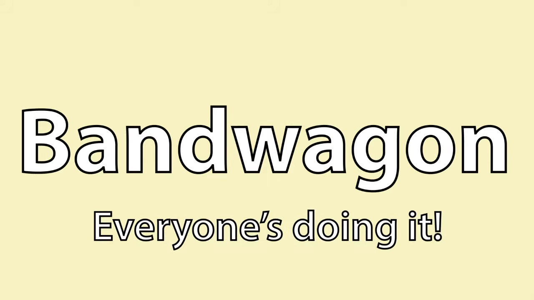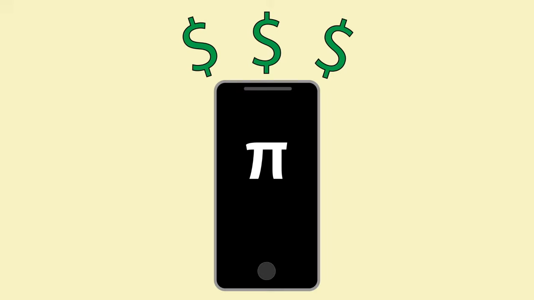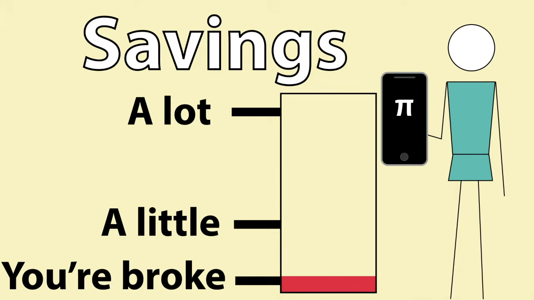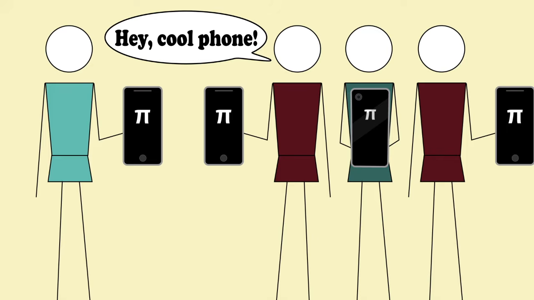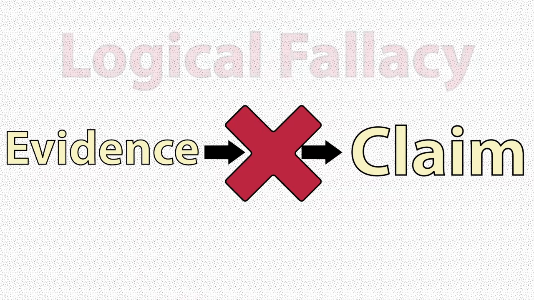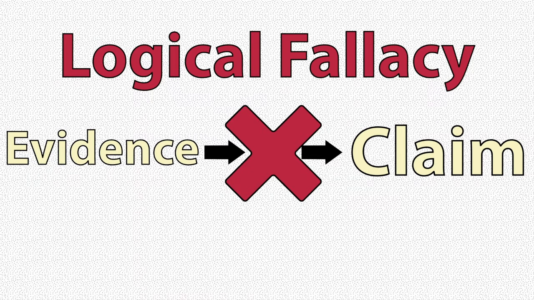The bandwagon argues that if everyone else is doing it, so should you. For example, I can't afford the new iPhone, but everyone has one, so I'll use all my savings to buy it. As tempting as it is, you shouldn't jump on every trend that passes by. The argument is supported purely by social pressure, making it a logical fallacy.